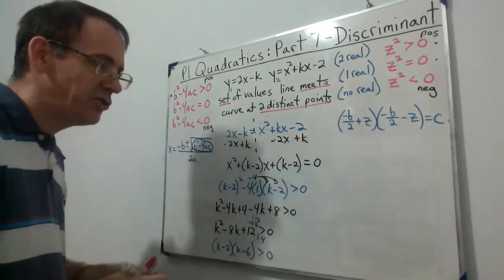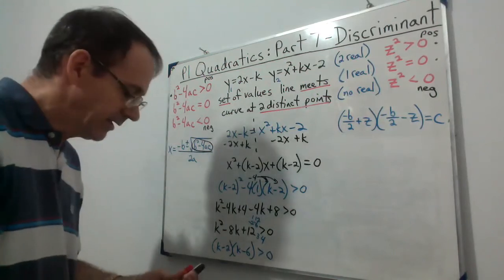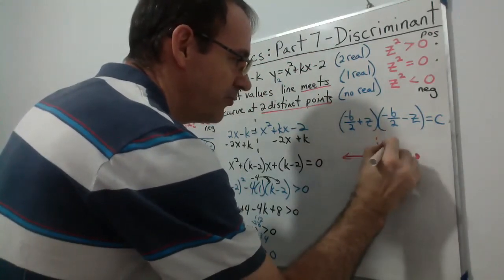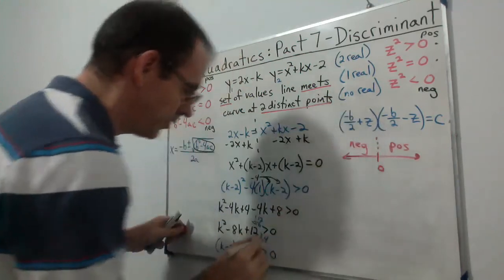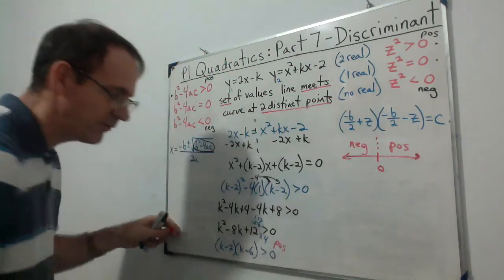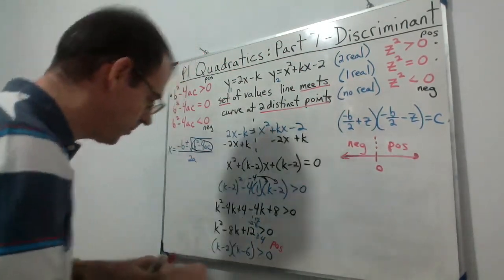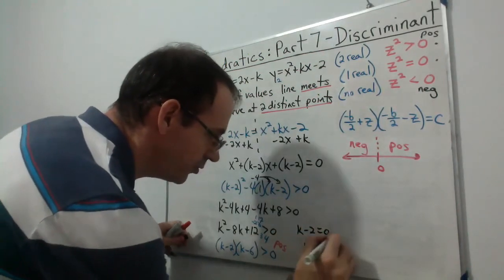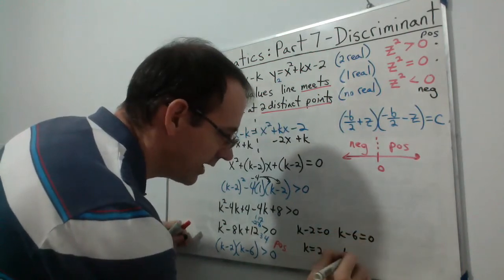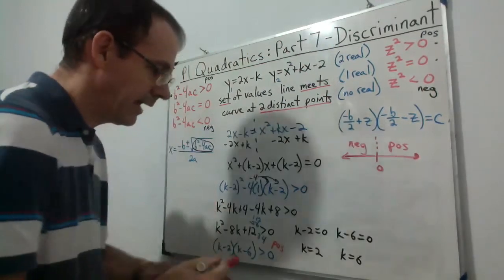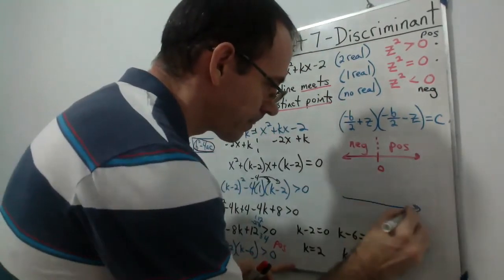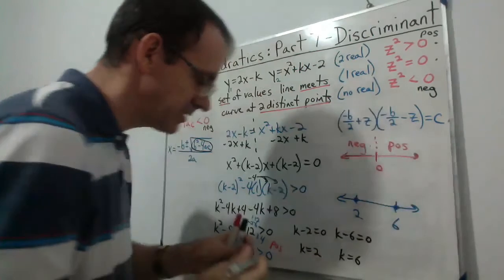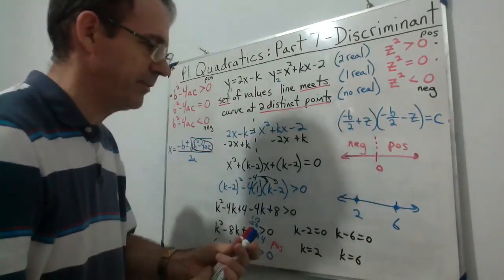Remember, we want to use the zero boundary to help us. Remember, the zero is the boundary between the positives and the negatives. What we're looking for is the greater than zero. We're looking for the positives. So when we solve this, you can see that k minus 2 equals 0, k equals 2, k minus 6 equals 0, k equals 6. So on our number line, we're going to put them in order. We're going to have 2, 6. Those are the zeros. That's where it crosses the x-axis. That's kind of our boundary between the positives and negatives.